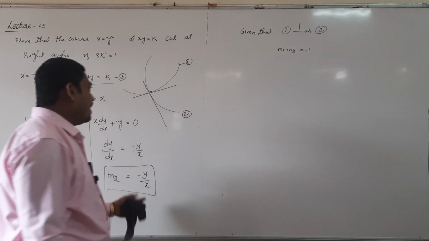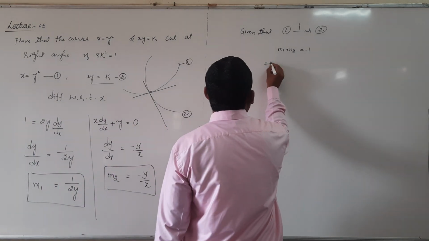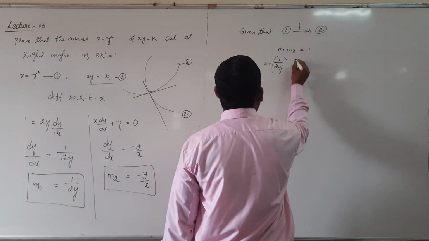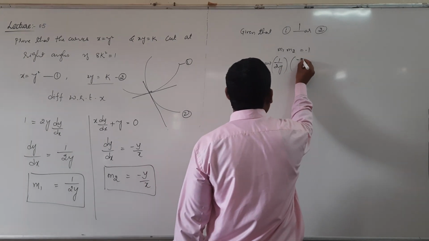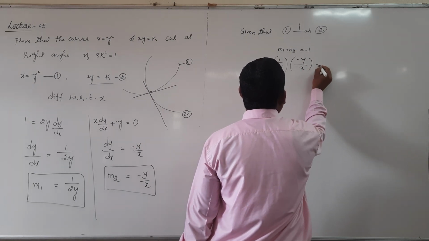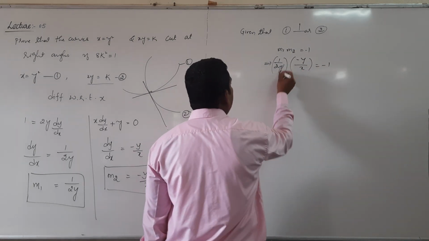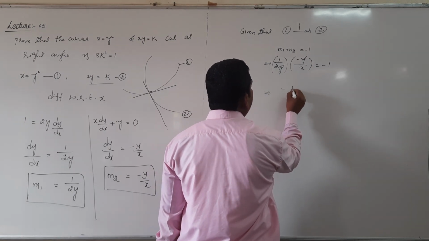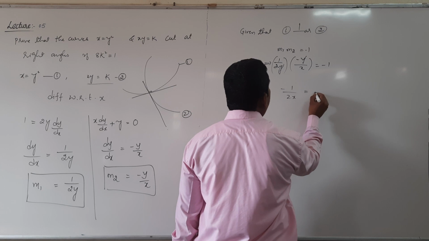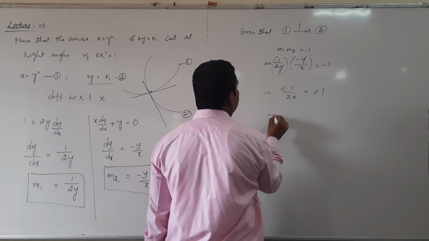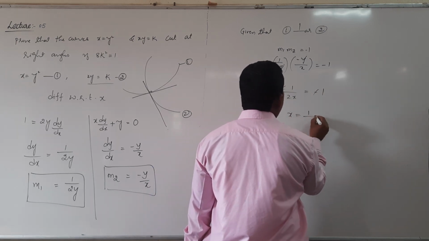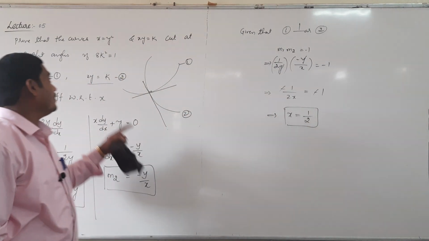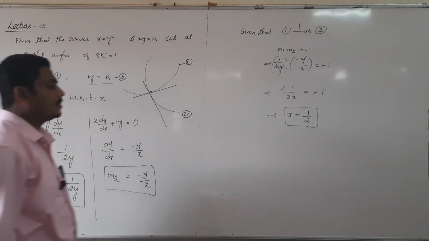Here we have m1 and m2. What is m1 in this case? 1 divided by 2y into what is m2? Minus y by x is equal to -1. Now y gets cancelled. Then -1 divided by 2x equal to -1. Negative sign will get cancelled. x equal to 1 divided by 2.